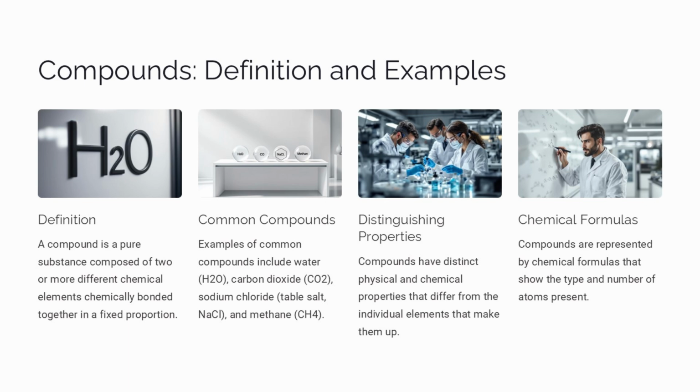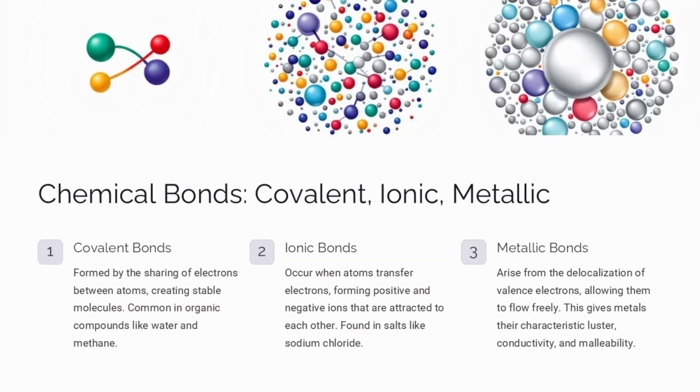Compounds have distinct physical and chemical properties that are different from the individual elements that make them up. Compounds are represented by chemical formulas that show the type and number of atoms present. The three main types of chemical bonds are covalent, ionic, and metallic. Covalent bonds form when atoms share electrons, creating stable molecules. This is common in organic compounds like water and methane.